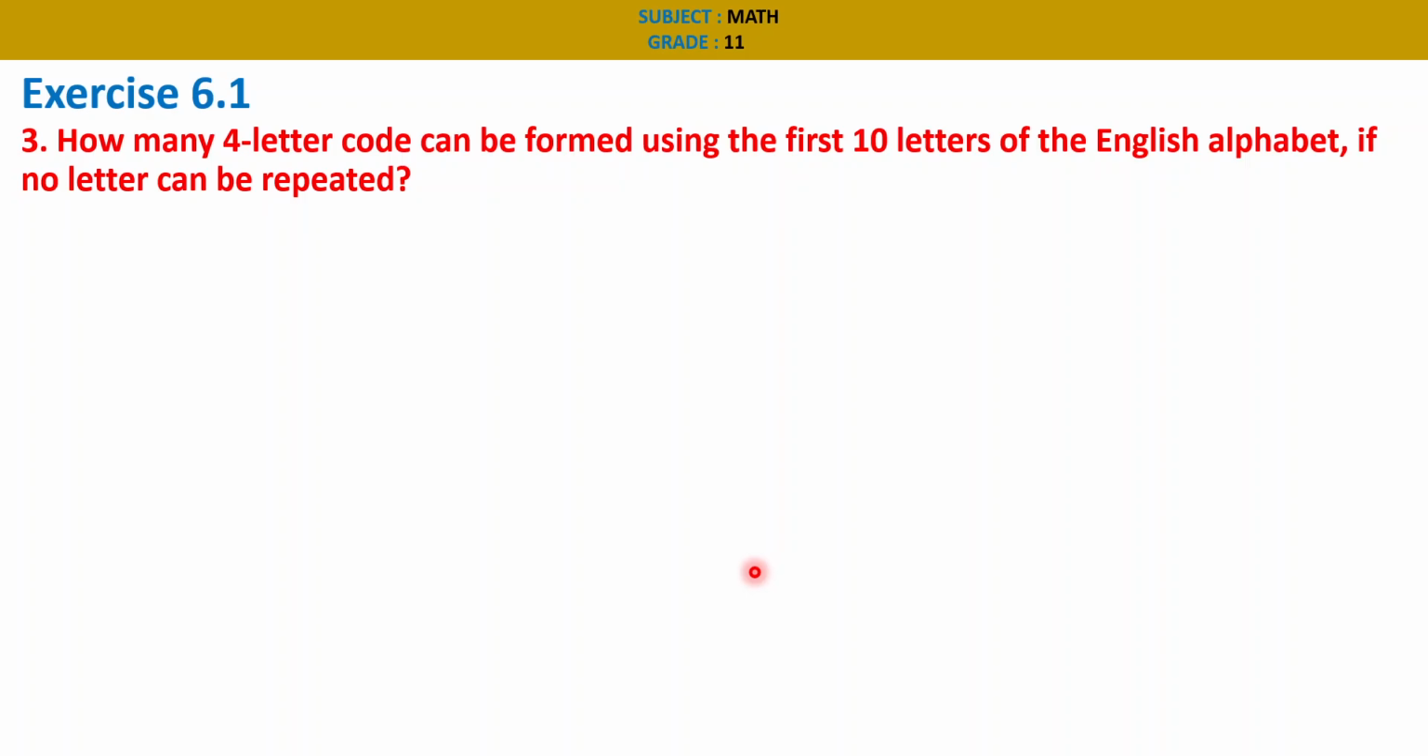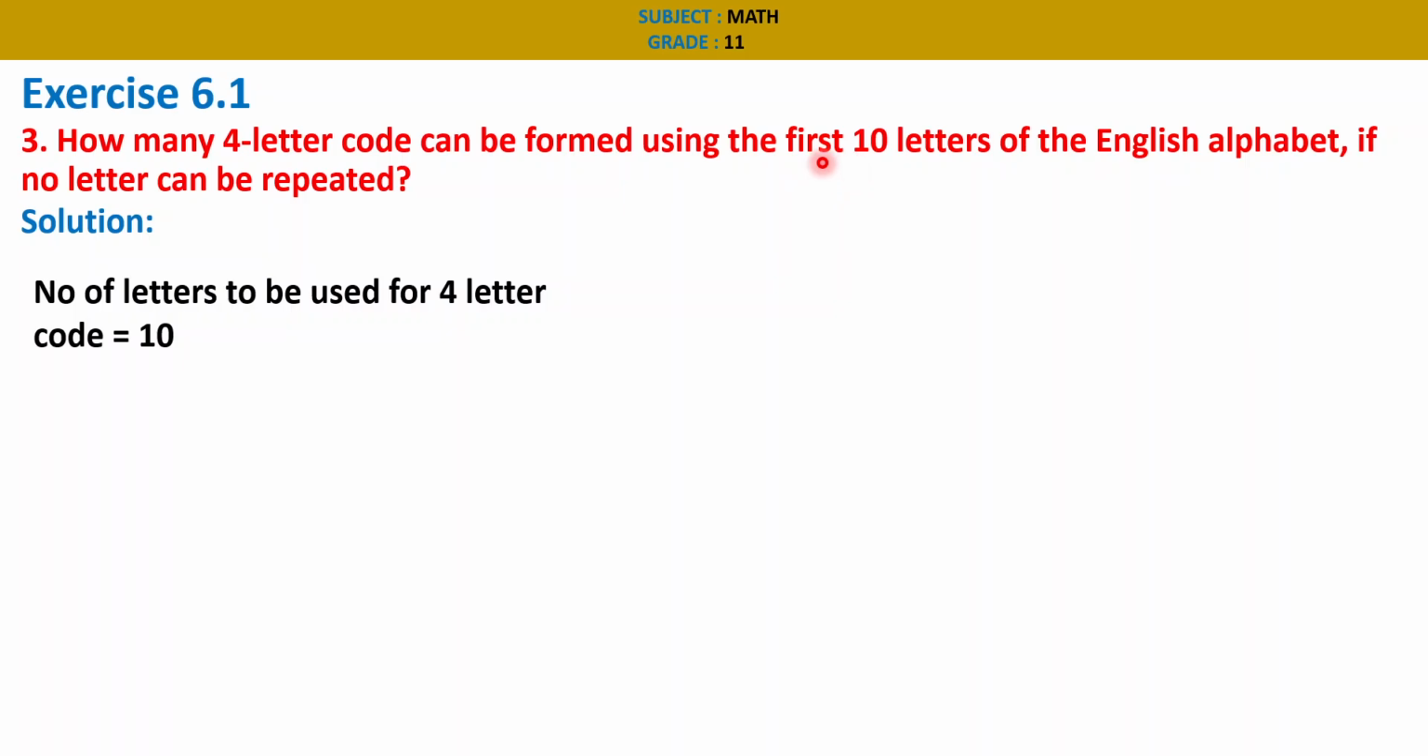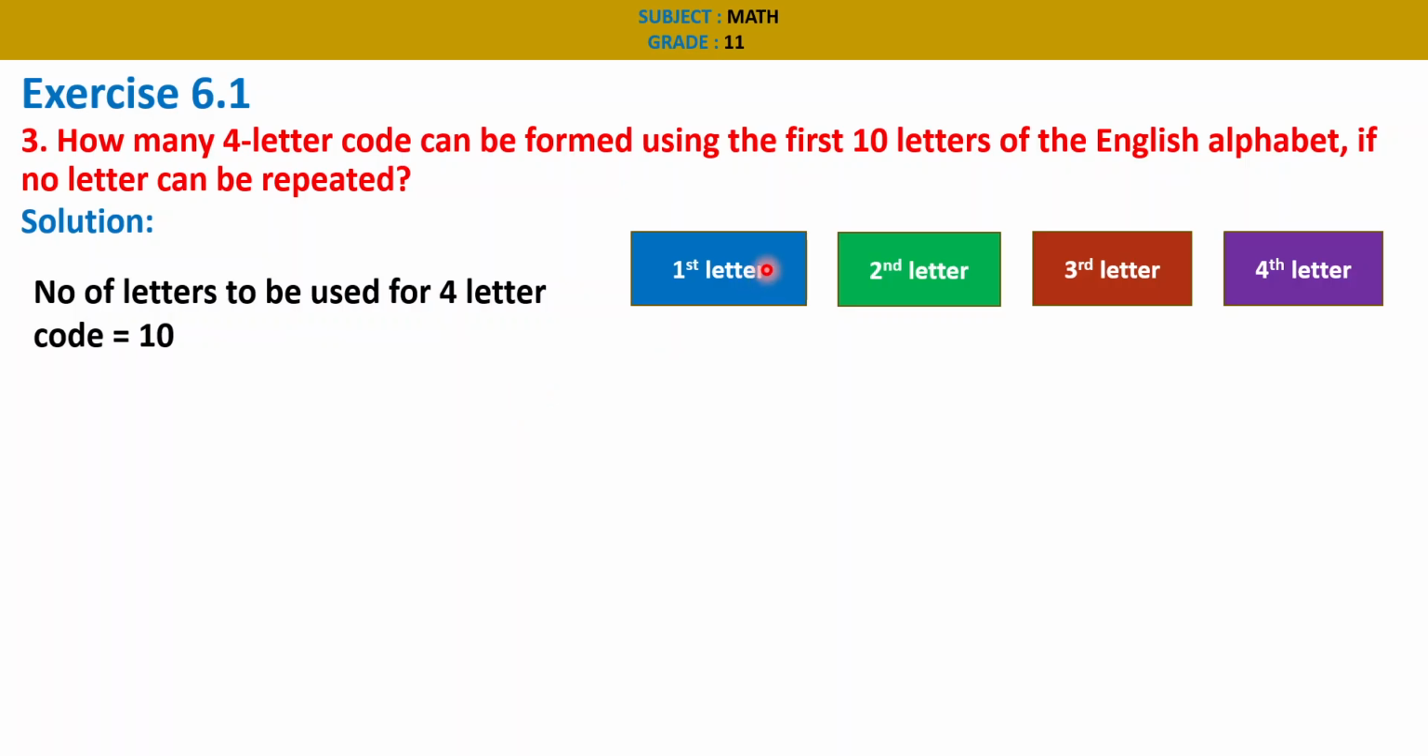How many 4-letter codes can be formed using the first 10 letters of the English alphabet if no letter can be repeated? Here we should ensure that the first 10 letters of the English alphabet is not all 26 letters. So we should use only the first 10 letters, and we need to make a 4-letter code. It will have a first letter, second letter, third letter, and fourth letter.